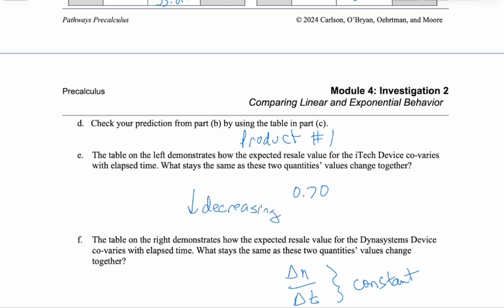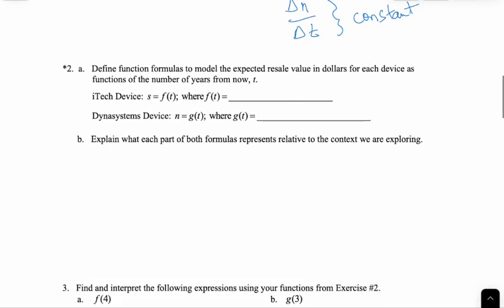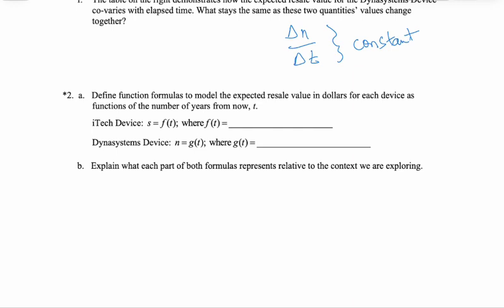Okay, so now let's do just the first one. I did come up with a formula. Did I come up with a formula for the, no, I came up with the easy one first. Let's do the Dynasystems device. It started out at 300. It minused off 45 for every year. So that one was a pretty nice one. We have seen equations like that. But let's talk about the equation that's happening for the second one, or the first one, the iTech.